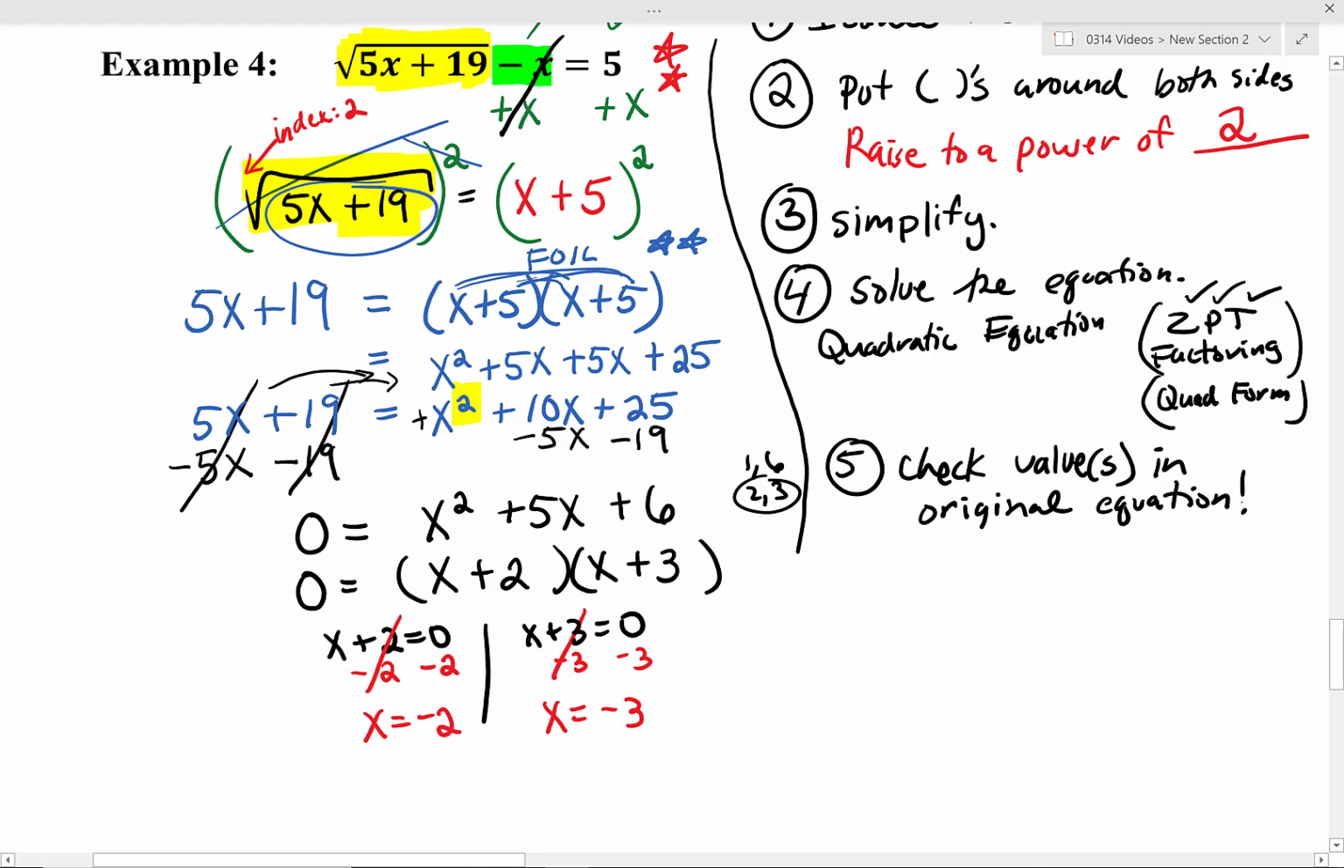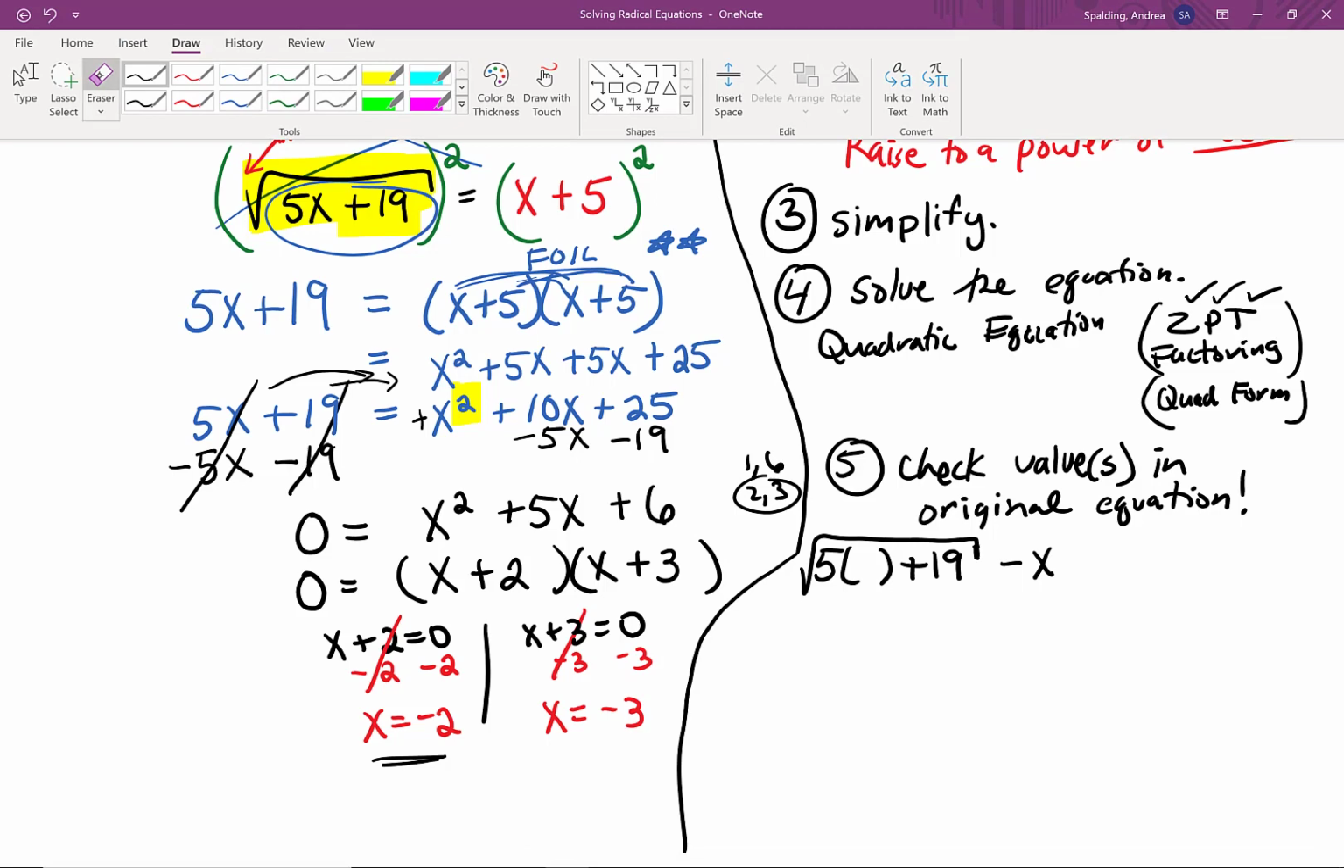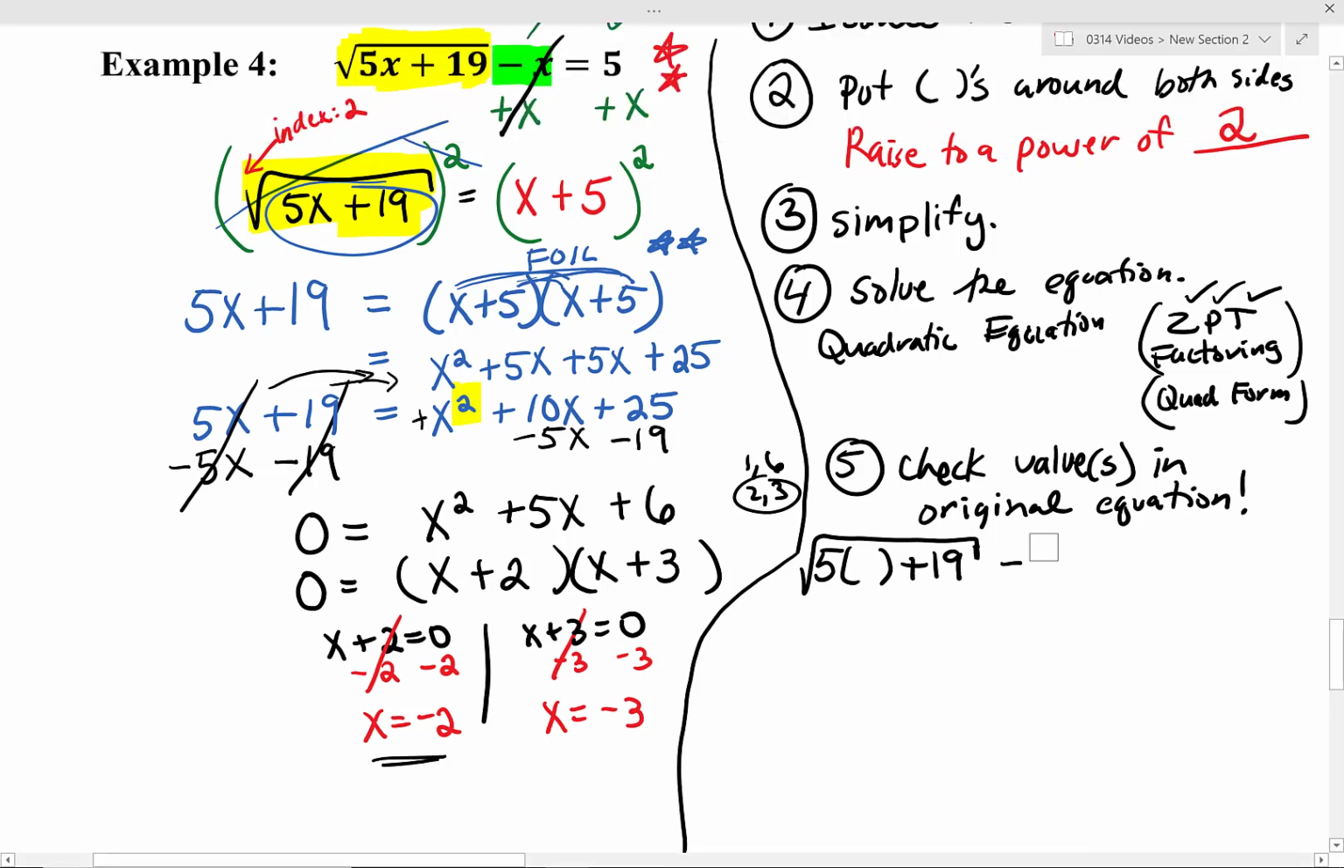Okay, so let's first check x equals -2. Alright, so our original equation was square root of 5 times x, so remember in place of x, that's up here I'm putting parentheses, plus 19 minus x. Now that negative x is outside of that radical, the radical ends here. So be really careful when you're copying down that original equation that you copy it down correctly. Now, do I want to write an x? No, I want to put a parentheses in place of x, right? So let's do that. Everywhere I saw an x in the original equation, now I'm putting in that parentheses. Okay, so let's check -2.